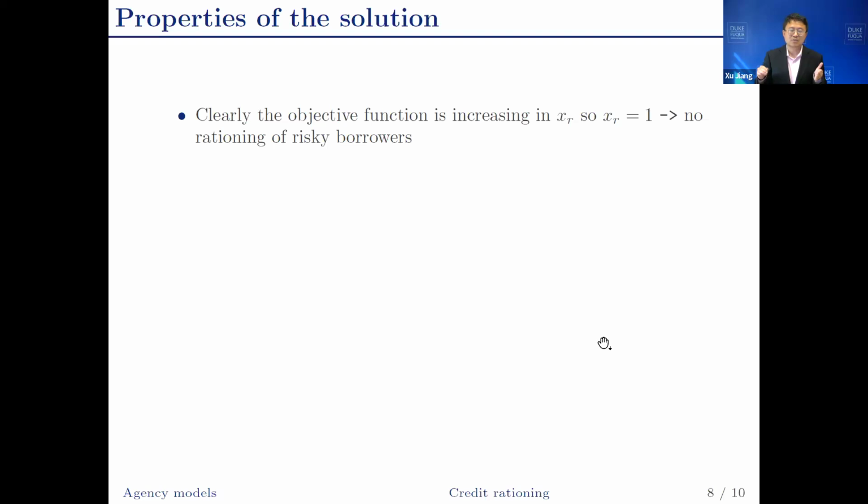We can see the objective function is going to be increasing in XR. And because XR is a probability, the maximum value you can obtain is 1. So XR equals 1, which means that there's no rationing of risky borrowers. The bank is going to lend to all risky borrowers.